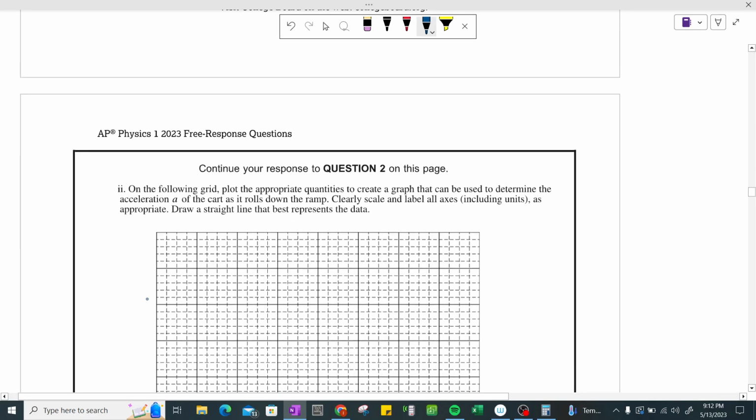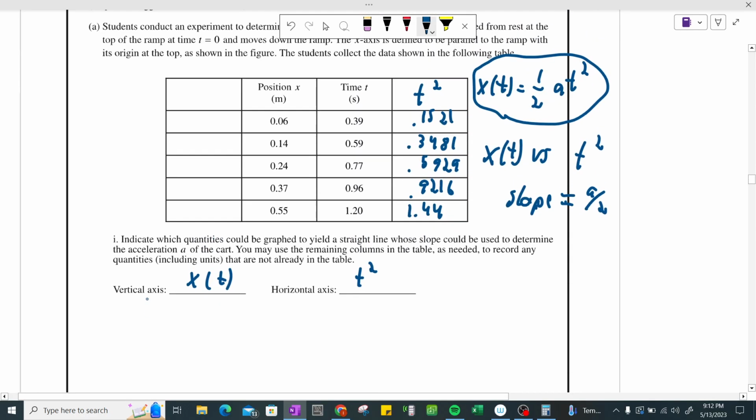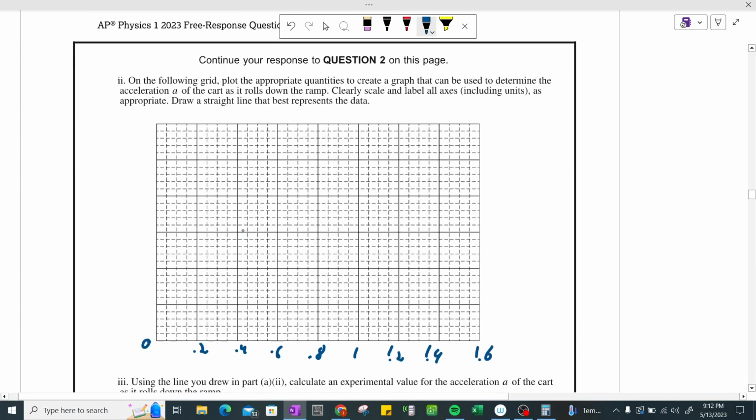On our y-axis, that'll be our position. We go up to 0.55. I've got 1, 2, 3, 4, 5, 6, so we'll just do 0.1s. Historically, scoring guides have always said these graphs need to fill at least half of the graph, so I'm trying to make it as close as I can to the full part. It also will help the readers to make sure they can see everything.